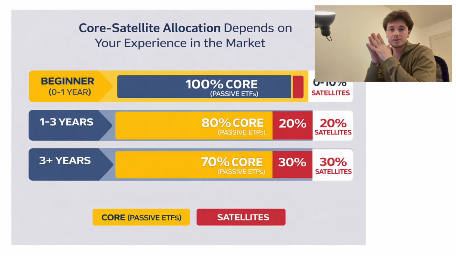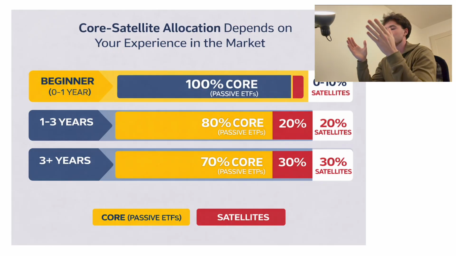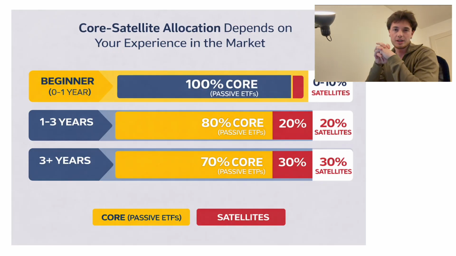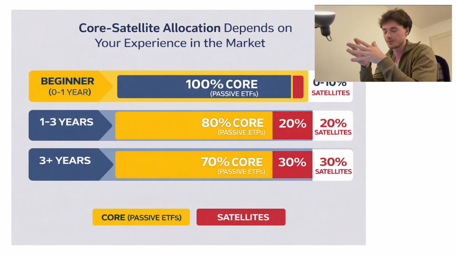Let's talk about something really, really important. What should be the right allocation in your strategy? So what's the percentage of the core and what's the percentage of the satellite that you should have in your portfolio? I personally think that the allocation should be based on your experience in the market.